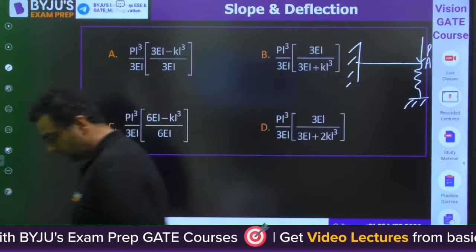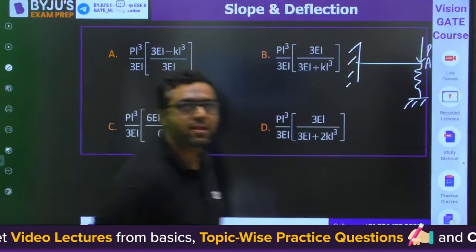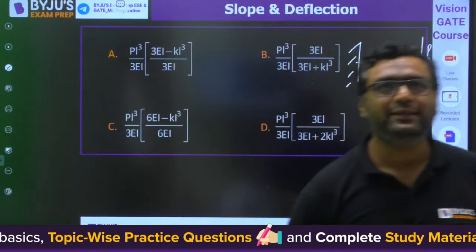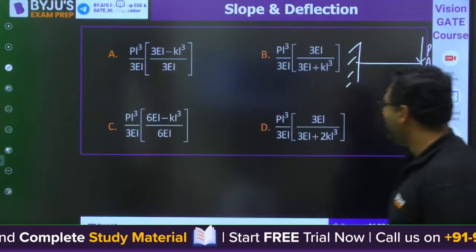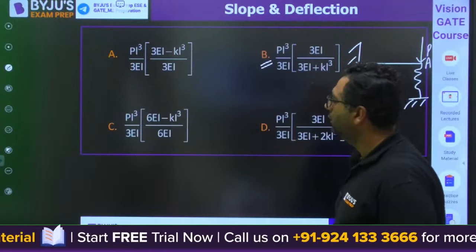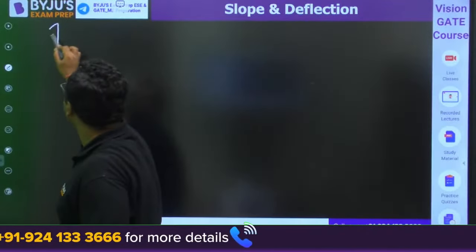Yes. Aspirant is saying B. Vineet is saying B. I feel B is correct. Let us see how to do this. This is a wonderful question.